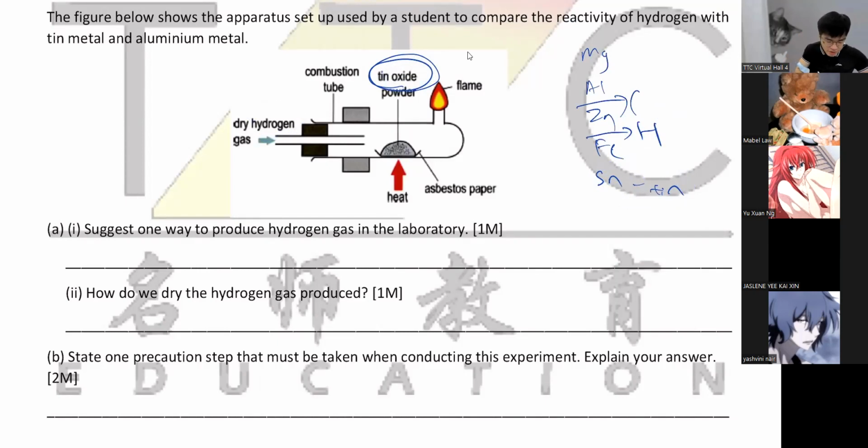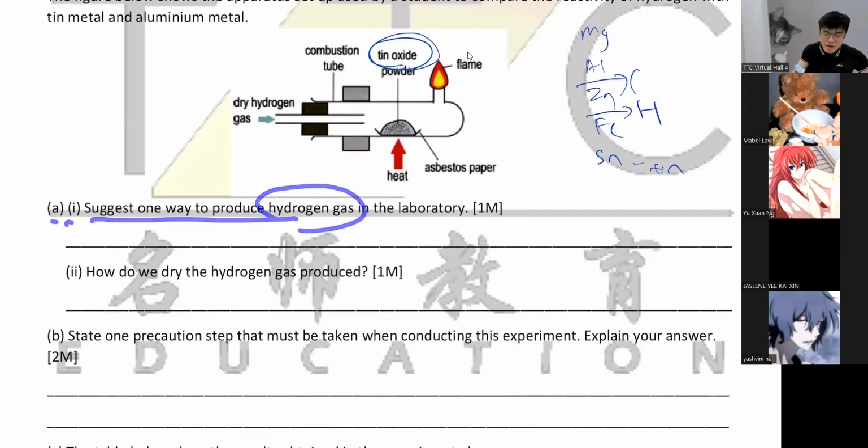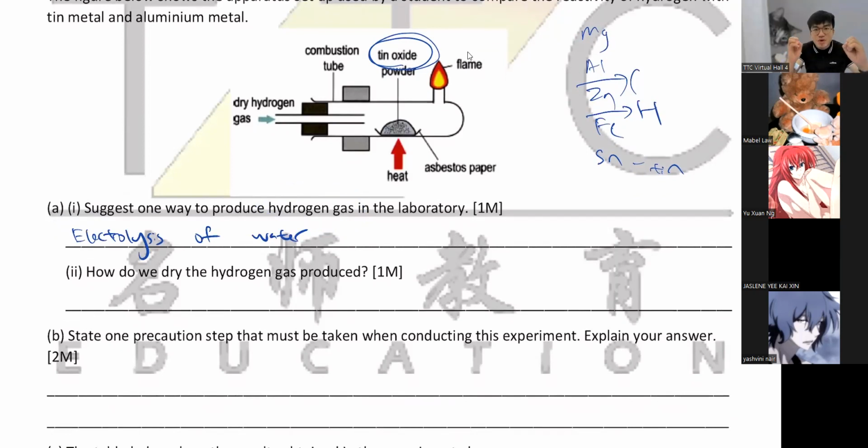A1 suggests one way to produce hydrogen gas in the laboratory. So how do you make hydrogen gas? You can use electrolysis of water. Do you remember what this is? You learned this in Form 2 actually. You use electricity to split water into hydrogen and oxygen. Remember? You learned this in Form 2. Hello? Don't tell me you forgot. So this is called electrolysis.